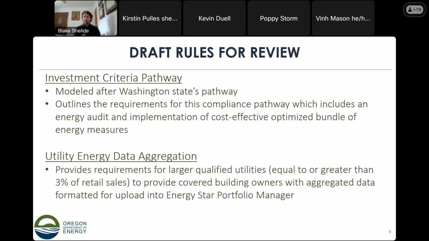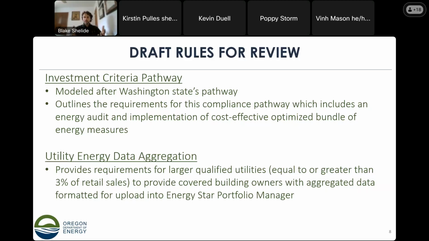So, one pathway is just meeting an energy use intensity target, but there's also an investment criteria pathway for a building owner, if they don't meet the energy use intensity target, to perform an audit and then implement an optimized bundle of cost effective measures as another means for compliance. So there's some building owner protection, some cost effectiveness side rails that are built into the program and built into a compliance pathway.